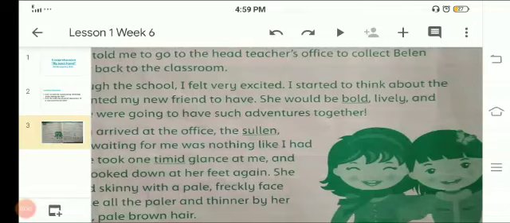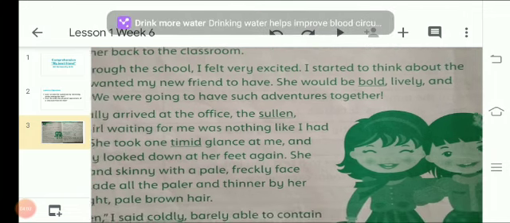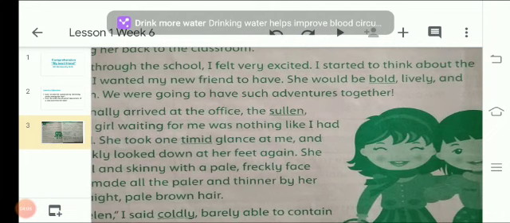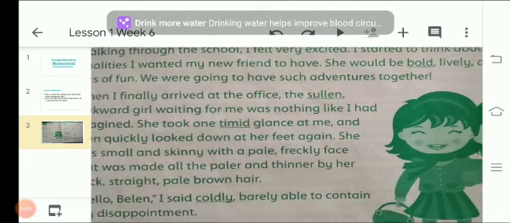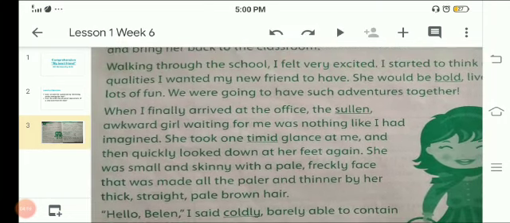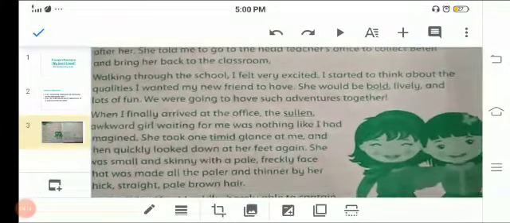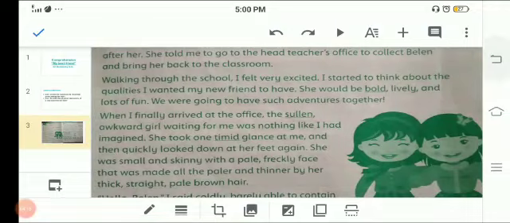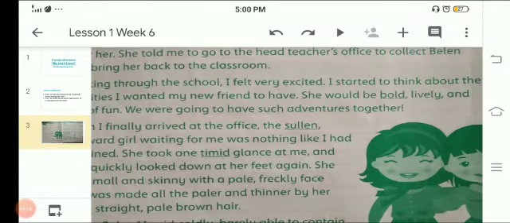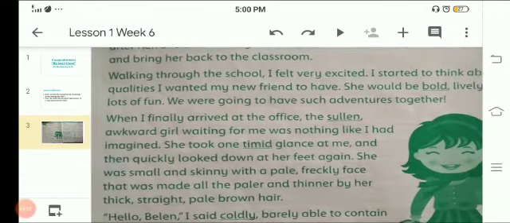She would be bold, lively. What is the meaning of bold? She would be bold. Bold means a fearless person, not hesitating, who does not hesitate. Lively: full of life, or very active, and lots of fun. Actually, these were the qualities which she was thinking that her new friend should have. So she was thinking that she would be bold, lively, and lots of fun.